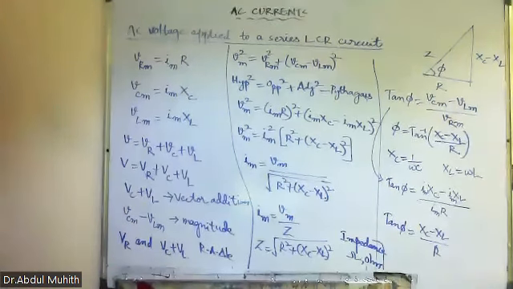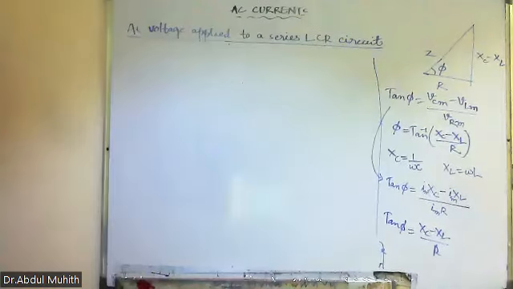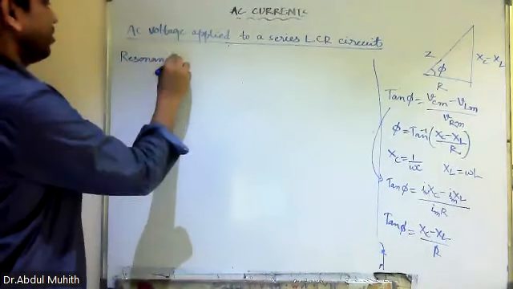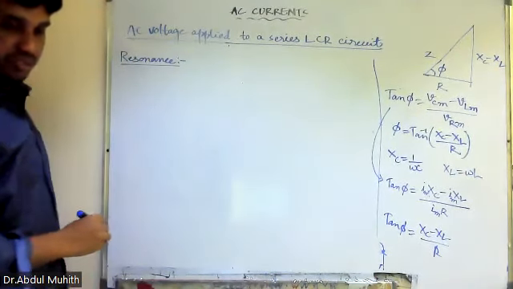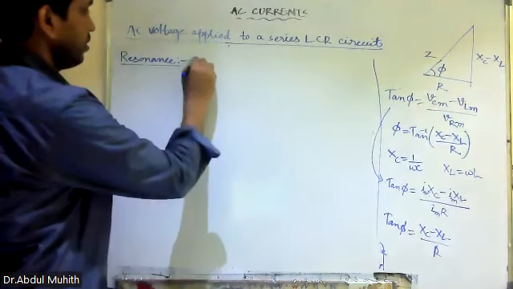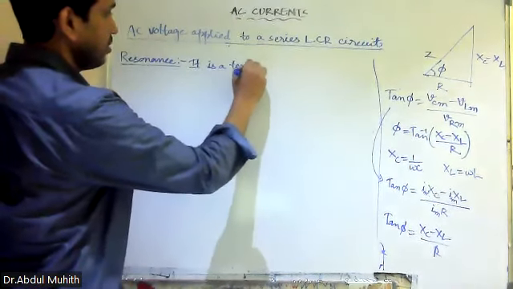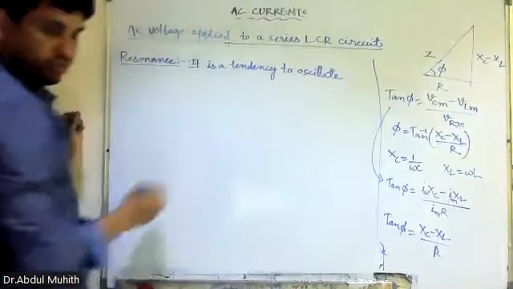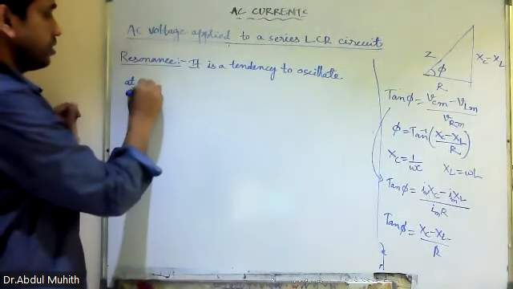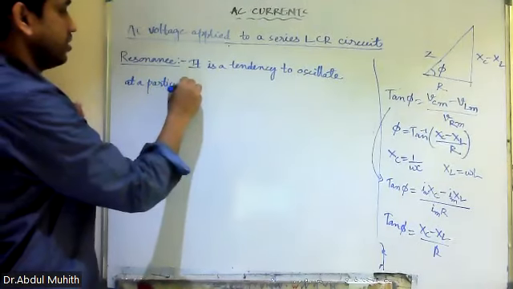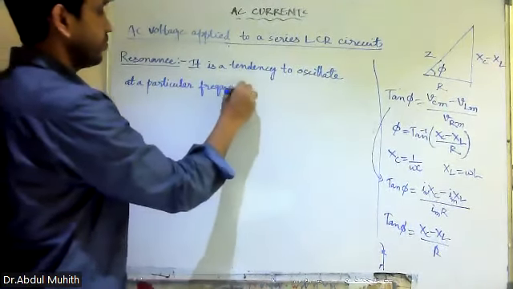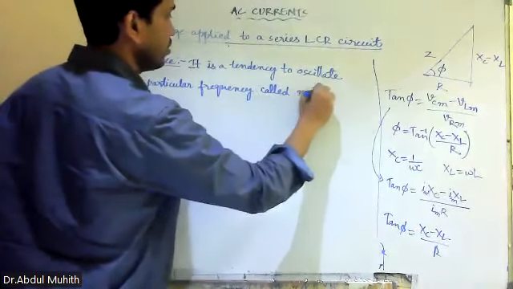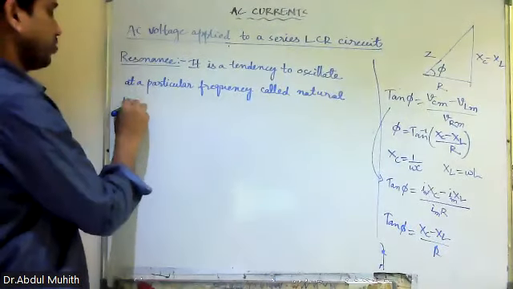Please copy this one. Let's take resonance. What is resonance? Resonance is the phenomenon of a tendency to oscillate at a particular frequency, called the natural frequency.